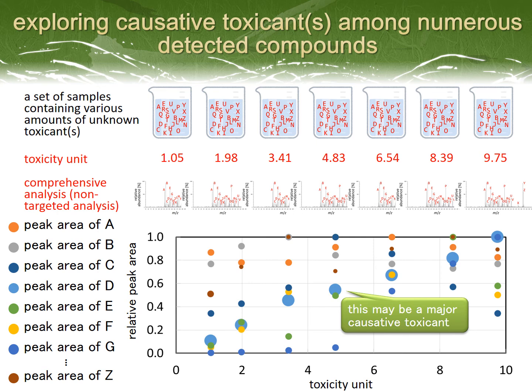Peak areas of each compound were of course different, like the figure on the lower slide. For example, the peak areas of A, orange-colored closed circles, were almost flat against the sample's toxicities. On the contrary, the peak areas of D, light blue-colored closed circles, almost correspond to the sample's toxicities. This correspondence implies that compound D is a major causative compound. In the actual procedure, we will perform multivariate analysis to explore causative compounds.